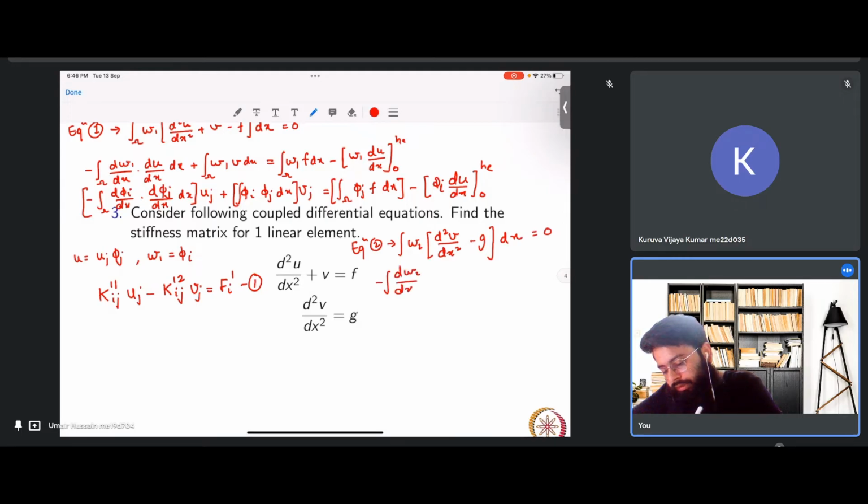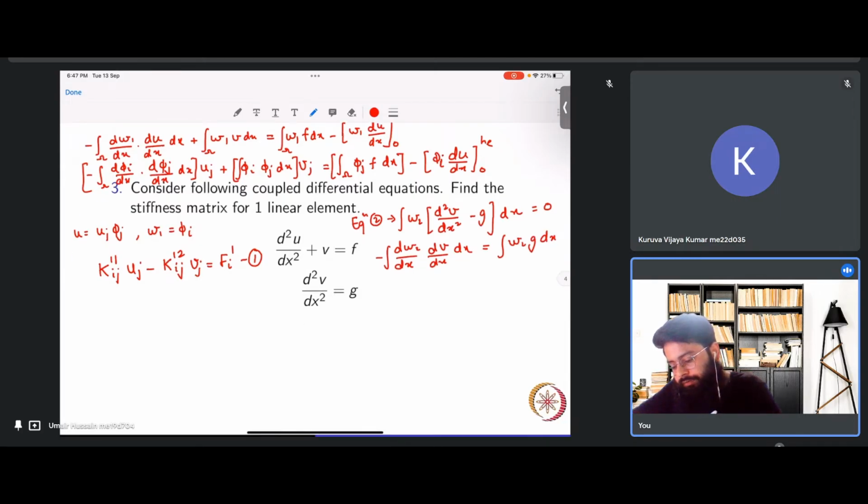dw2 by dx times dv by dx times dx. Now let's move it there. We have w2 times dx. So again, writing in terms of shape function, we get d phi i by dx, d phi j by dx, and this should be multiplied by, this is v here, right, vj.